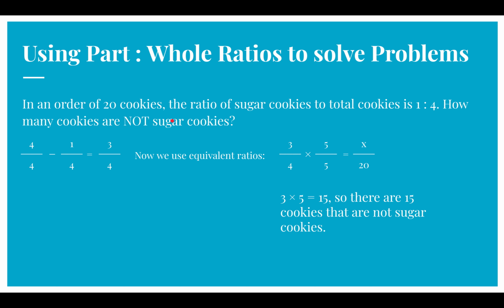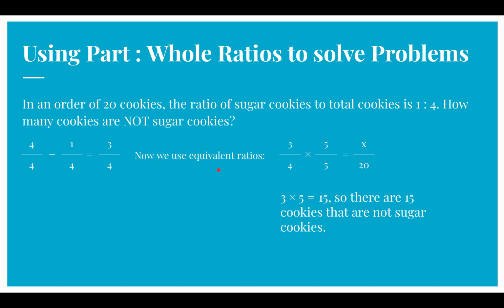Using part-whole ratios to solve problems. In an order of 20 cookies, the ratio of sugar cookies to total cookies is 1 to 4. How many cookies are not sugar cookies? So, the total cookies is 4 over 4, because this fraction equals 1, which represents the total order of cookies, minus 1 over 4, which is the sugar cookies, because the ratio of sugar cookies to total cookies is 1 to 4. So if we subtract the sugar cookies from the total cookies, we get a ratio for cookies that are not sugar cookies, which is 3 to 4, or 3/4.